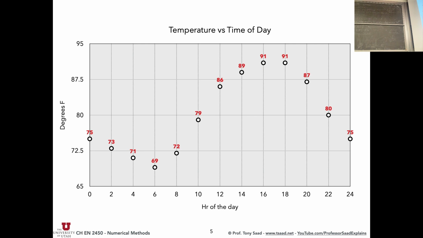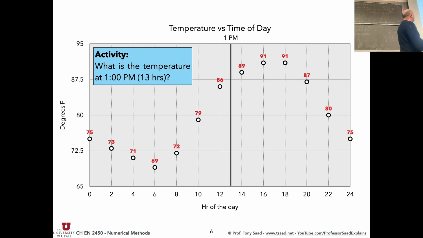Okay? So suppose you have those data, and then I ask you, what do you think the temperature was at 1 o'clock, just given those data? So 1 o'clock occurs here between 12 and 14 hours, so that's 1,300 hours. It corresponds to this line. So what do you think the temperature is at 1 o'clock?